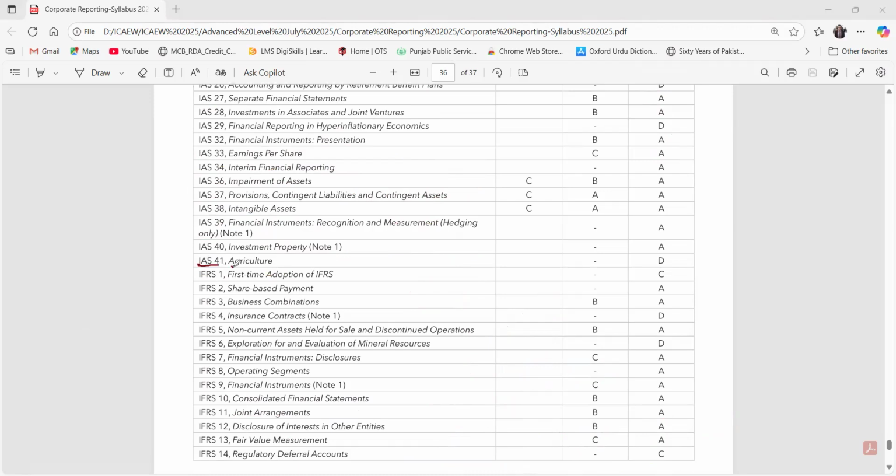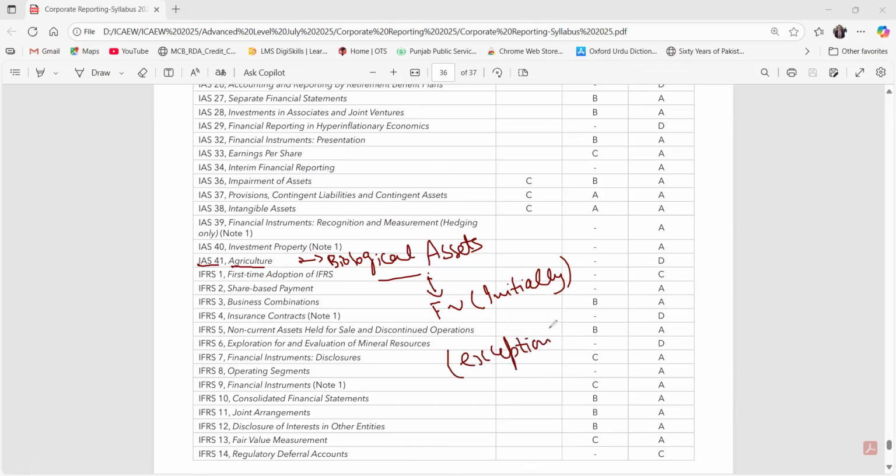IAS 41, agriculture. What is agriculture? What are biological assets basically? How we have to record those biological assets? Normally, initially we are going to record our assets at cost, but in IAS 41, biological assets, we record them initially at fair value. Initially at fair value, and that is basically an exception to other standards.